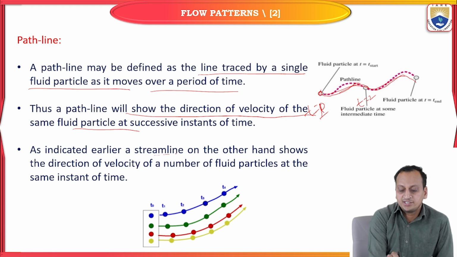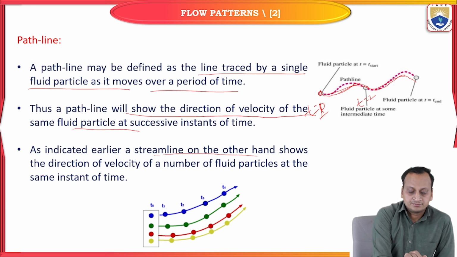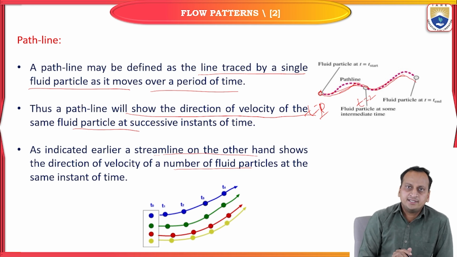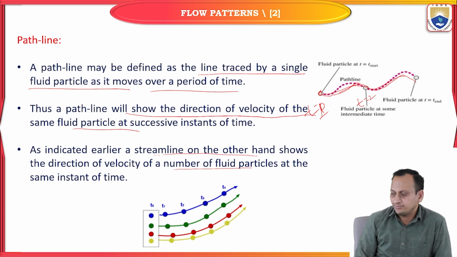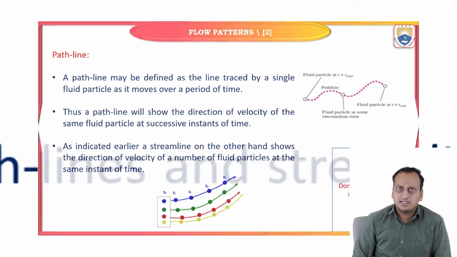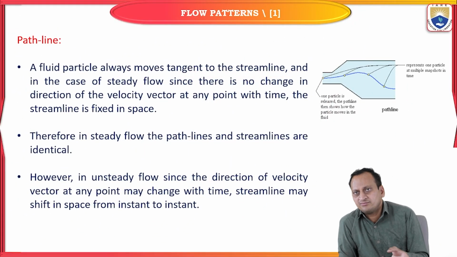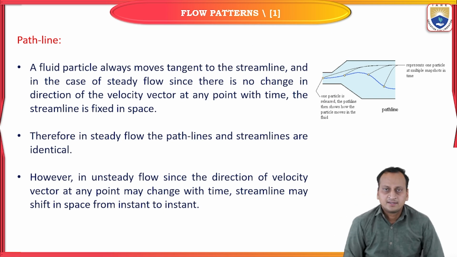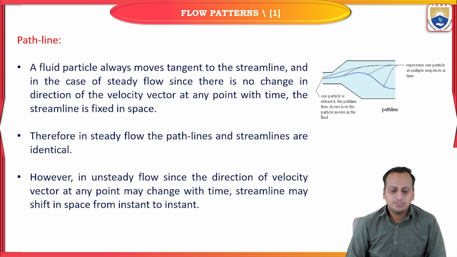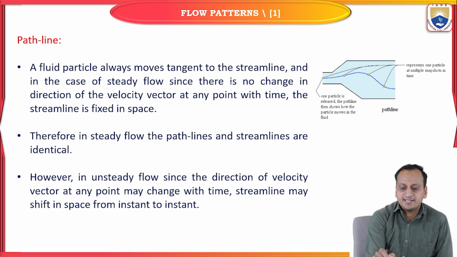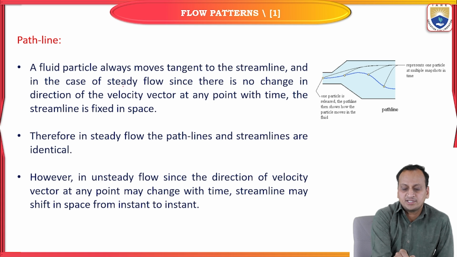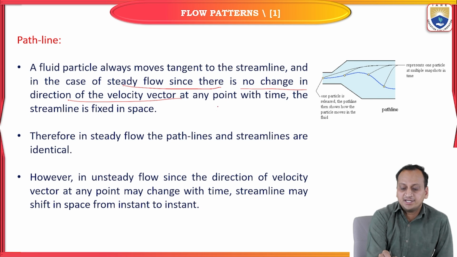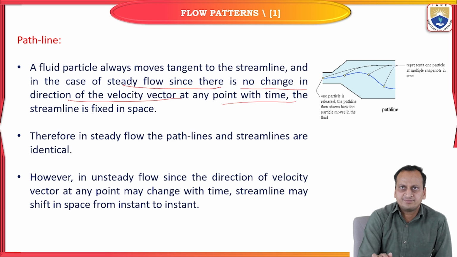As indicated earlier, a streamline, on the other hand, shows the direction of velocity of a number of fluid particles at that instant. Or if you select a particular fluid particle, it will give the velocity at that particular location. A fluid particle always moves tangent to the streamline, and in the case of steady flow, since there is no change in the direction of the velocity vector at any point with time, the streamline is fixed in space.